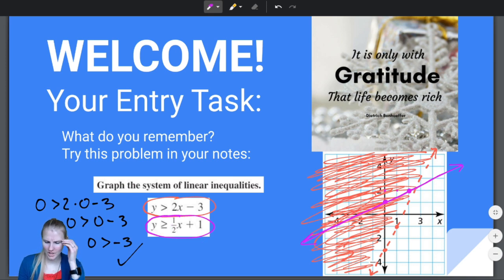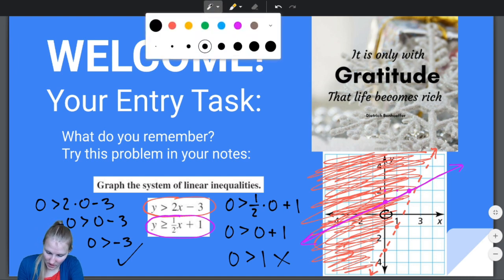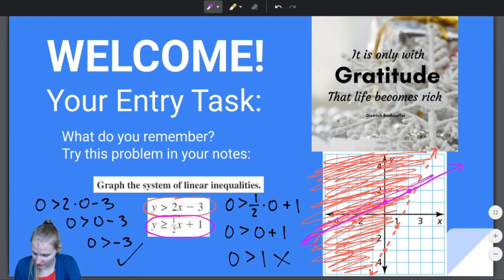So, where should I shade? Should I shade on the bottom or on the top? Let's plug in 0, 0. 0 is greater than 1/2 times 0 plus 1. 0 is greater than 0 plus 1. 0 is greater than 1. Is that true? No, that is not true. So, I am going to shade the half plane that does not contain 0, 0. I'm going to shade above the purple line.